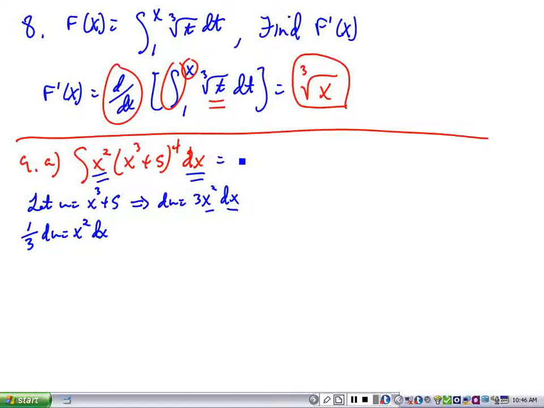Now I calculate the integral on that. This is 1/3 times the integral of u to the 4th du. The 1/3 du happens to be the x squared dx, right? And then this is u, that's raised to the 4th. There it is there.